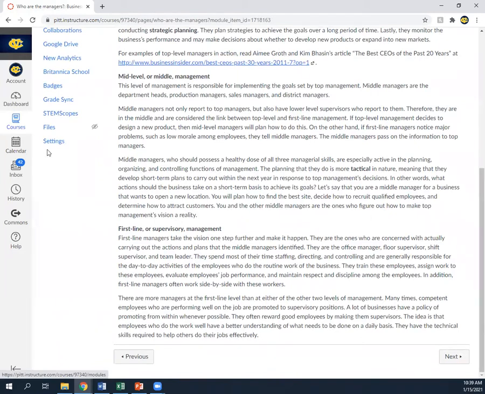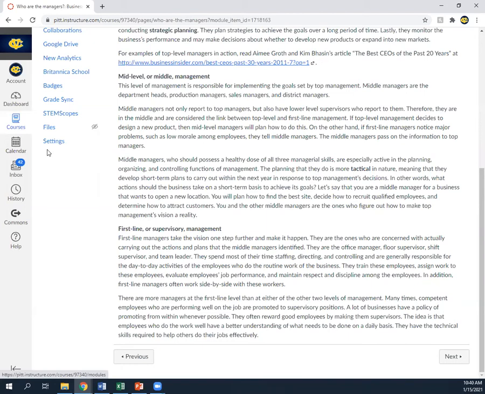So let's keep moving. Mid-level or middle management. This level of management is responsible for implementing the goals set by top management. Middle managers are the department heads, production managers, sales managers, and district managers. Middle managers not only report to top managers, but also have lower level supervisors who report to them. Therefore, they are in the middle and are considered the link between top level and first line management. If top level management decides to design a new product, then mid level managers will plan how to do this. On the other hand, if first line managers notice major problems such as low morale among employees, they tell middle managers. The middle managers pass on the information to top managers.